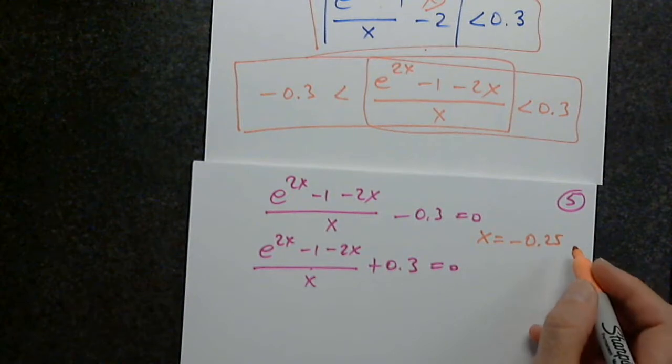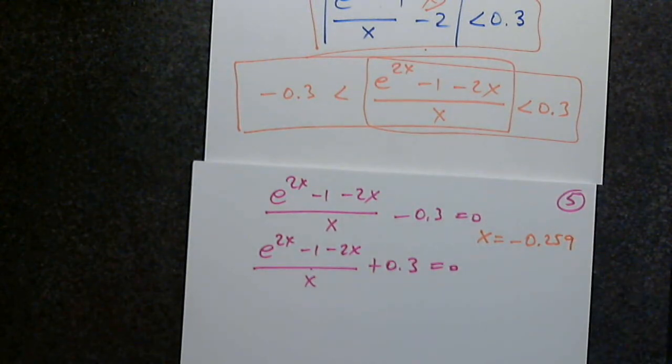How many decimal digits do they want, or did they say any of that or not? Did they say in the problem or not? 3? 3 decimal places. Okay, so then 259 is okay for this one.